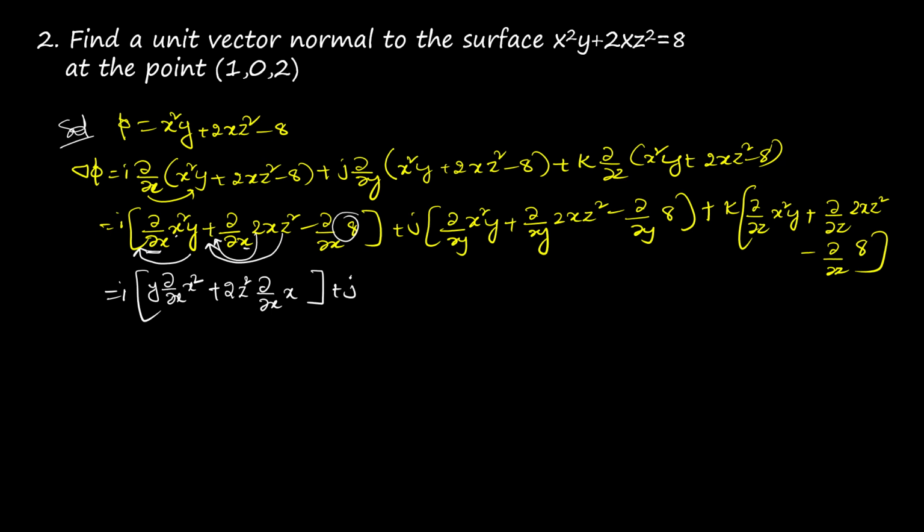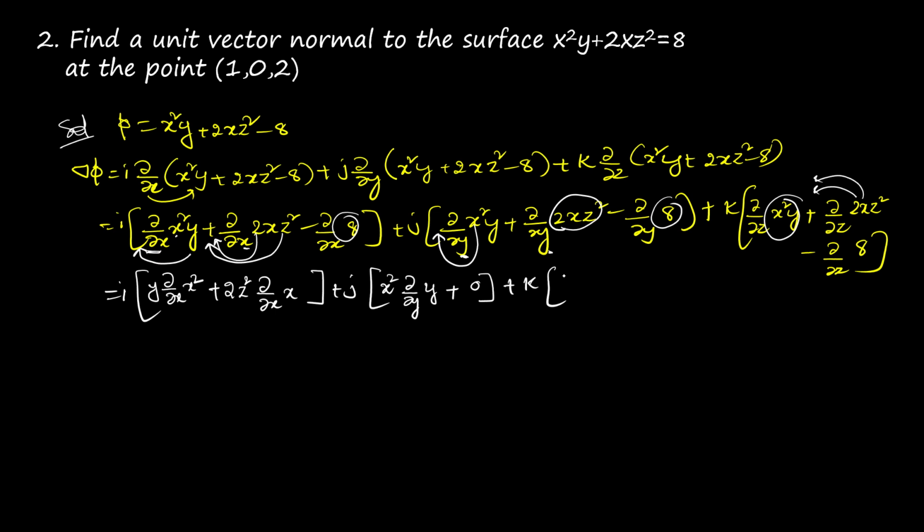Next plus j of differentiating partially with respect to y. Except for y, the remaining term is x squared. Writing x squared as a constant before the derivative, ∂/∂y of y. Next, with respect to y there is no y term, so the derivative will be 0. Here also no y term, the derivative will be 0. Next plus k of ∂/∂z: there is no z term in the first, so it is 0. Differentiating with respect to z, 2 and x are constants, so I write 2x ∂/∂z of z squared. The derivative of the constant will be 0, right?